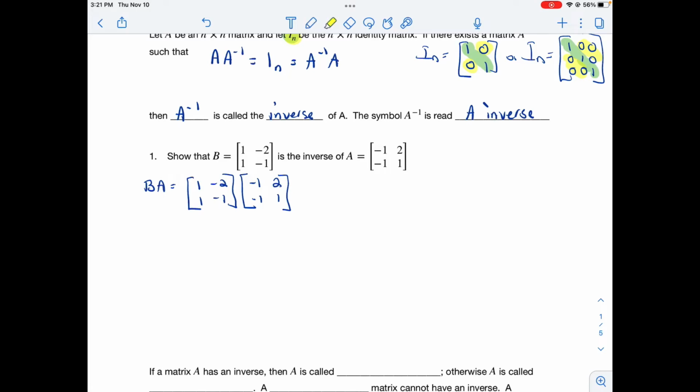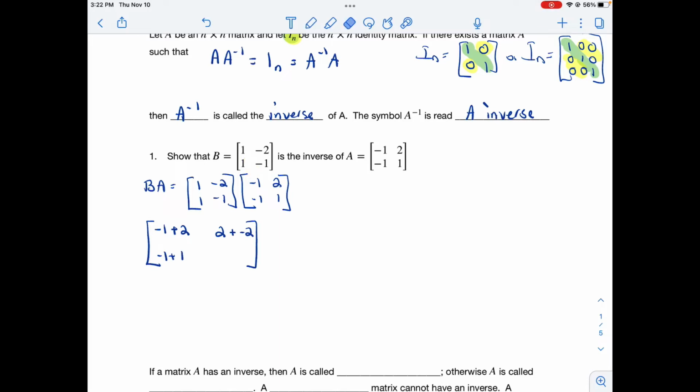Now remember, when you multiply two matrices together, you go over and down and sum those totals together. So that's going to be 1 times negative 1 plus negative 2 times negative 1, which is negative 1 plus 2. And now I want to move over and down for my first row, second column. That gives me 2 plus a negative 2. Now I'm going to do second row, first column entry. 1 times the negative 1 gives me a negative 1 plus negative 1 times negative 1 is positive 1.